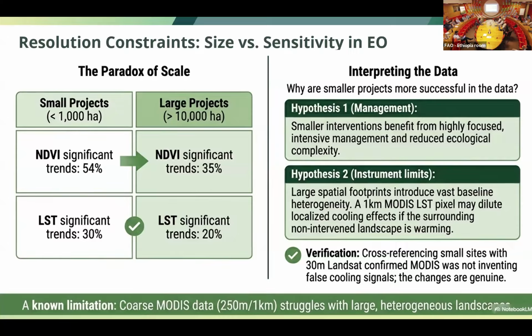But the resolution artifacts are also real. So we validated anomalous small site results against Landsat at 30 meters. In several cases, what looked like a false positive in MODIS was confirmed as genuine change in finer resolution. The practical implication is that for projects under 100 hectares, MODIS alone is not sufficient. Sentinel at 10 meters is the right instrument, and that is exactly what we want to use in Estella for agricultural monitoring. Estella is this new project that Anna Paula just mentioned.